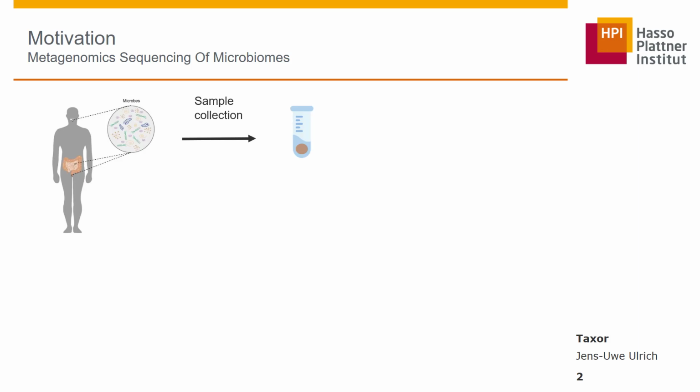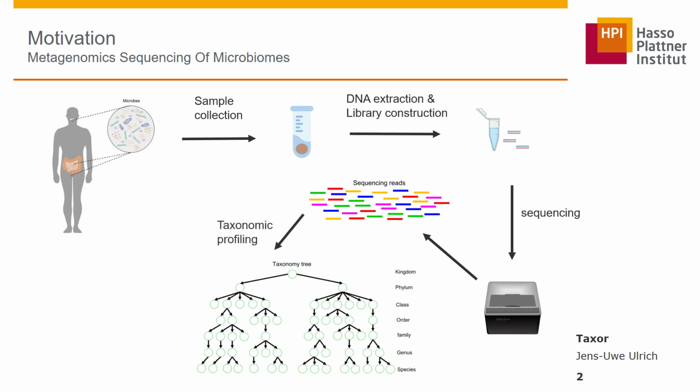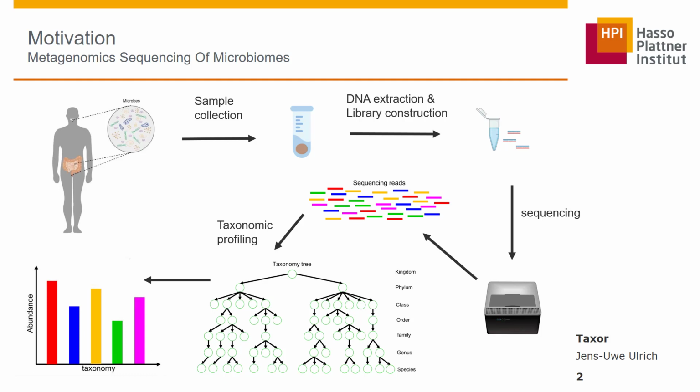So we take a sample from the human gut and then we extract all the DNA in that sample and construct a sequencing library. Then we put that sample on the sequencing machine, and what we finally get is a bunch of sequencing reads for which we want to know from which species they originate. So we use software tools for this taxonomic profiling step that determine the origin of the reads, and if we finally get that, we can also estimate the abundance of the species in the sample.